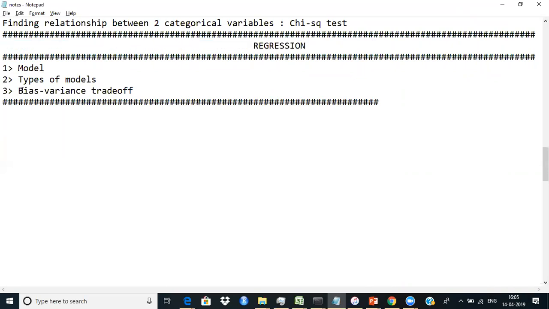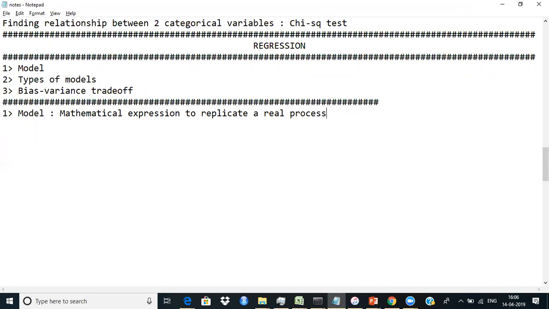Okay, now, so the first concept is model. Now, what is a model? Model is a mathematical expression to replicate a real process, right? So it's a mathematical expression that replicates a real process.